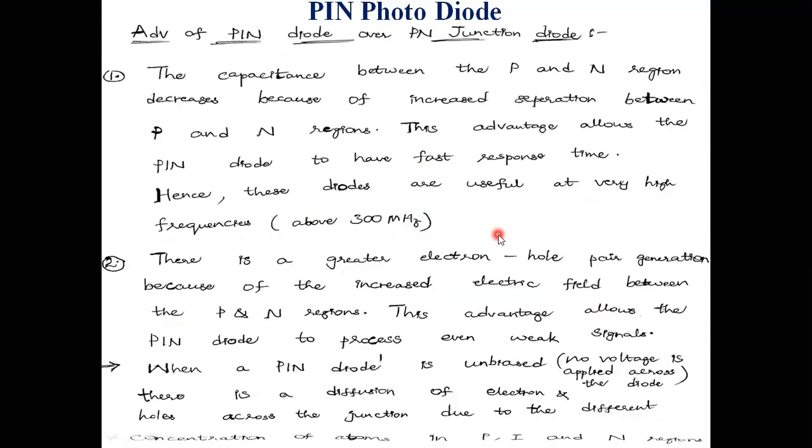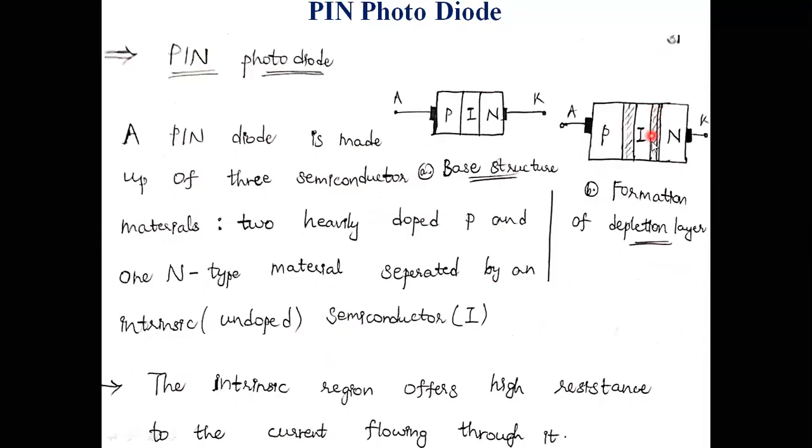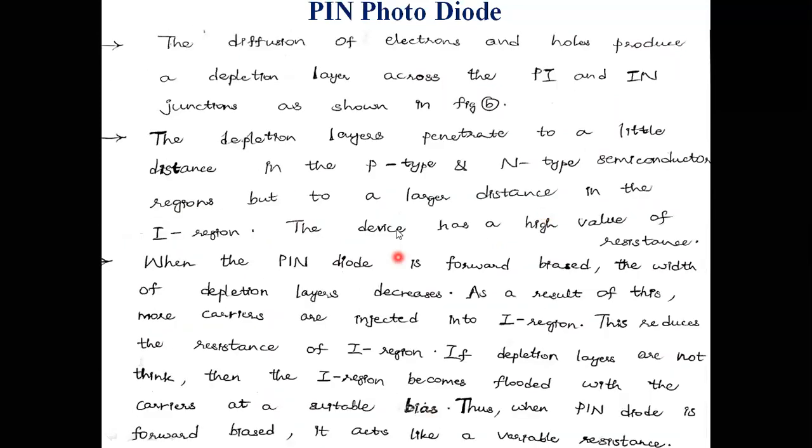In N-type semiconductor material, the depletion layer portion is very thin, whereas in P-type semiconductor material the depletion layer portion is thick. That is the point given here. It penetrates to a little distance in the P side and N-type semiconductor regions, but to a larger distance in the I region here. That distance has a high value of resistance.